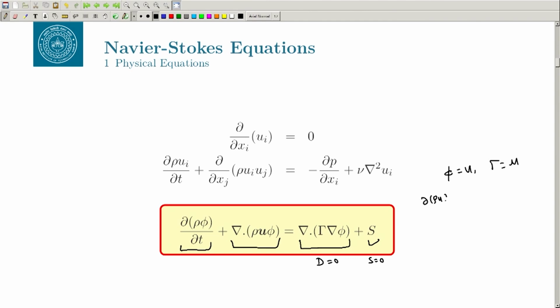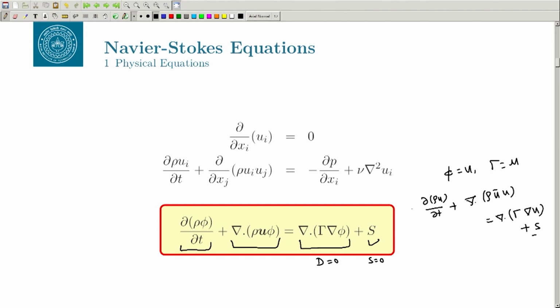Del rho u by del t plus del dot rho u u, let us write in the vector form only, okay, so that it is convenient for you. Rho u is equal to del dot gamma del rho u, and plus S, which can be the source term, right. So, what is this? How does this equation look like?